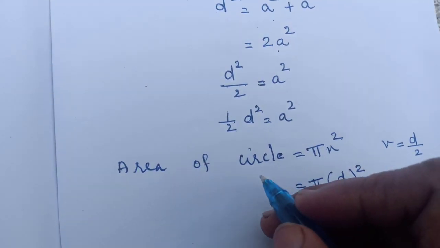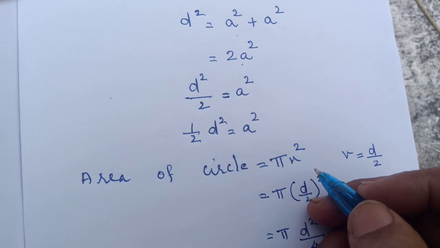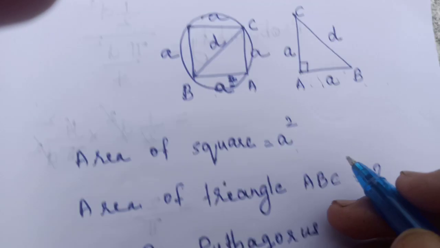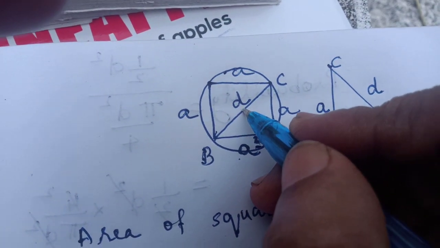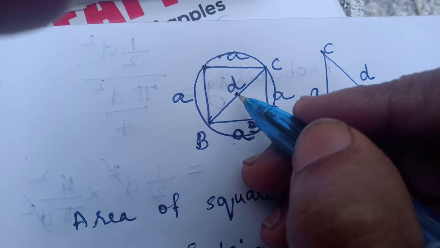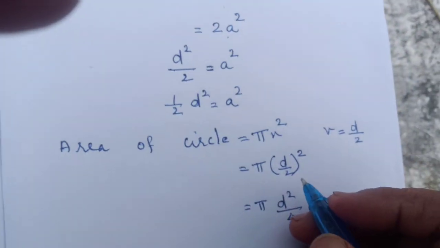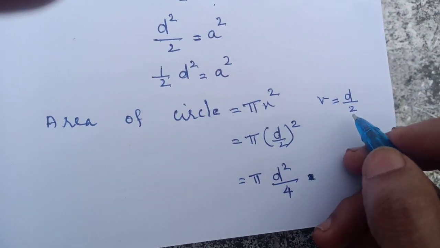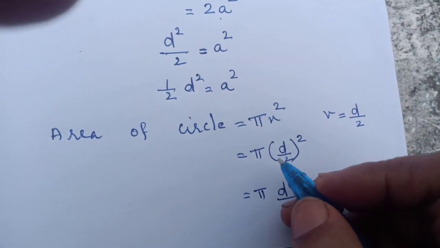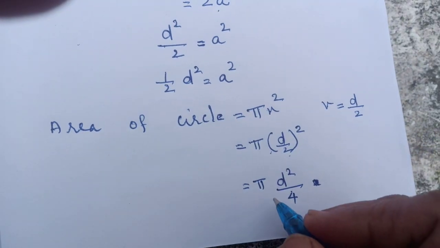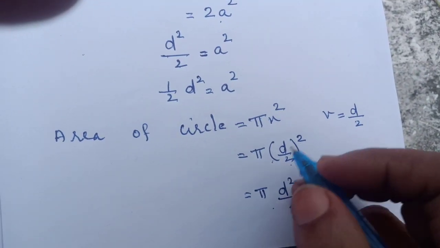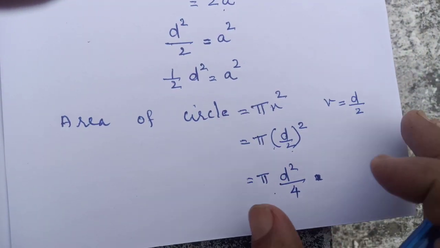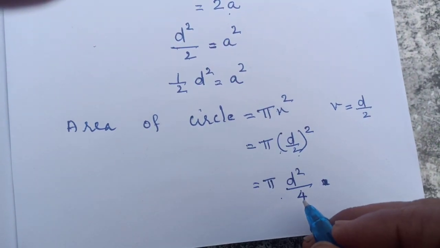Then next we have to find the area of the circle, that is pi r square. Here the diagonal is given, not the radius, so we calculate the radius as r equals D by 2. Then we put this radius here: pi times D by 2 whole square. Removing the bracket, pi D square divided by 4. That is the area of the circle we got.